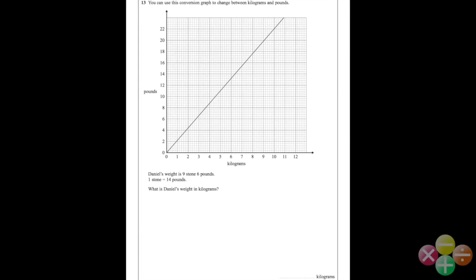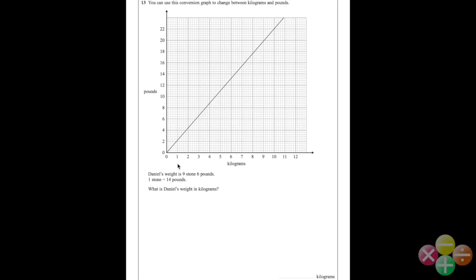Question 13. You can use this conversion graph to change between kilograms and pounds. So we've got our straight line graph, pounds against kilograms. Daniel's weight is 9 stone 6 pounds. 1 stone equals 14 pounds. What is Daniel's weight in kilograms?